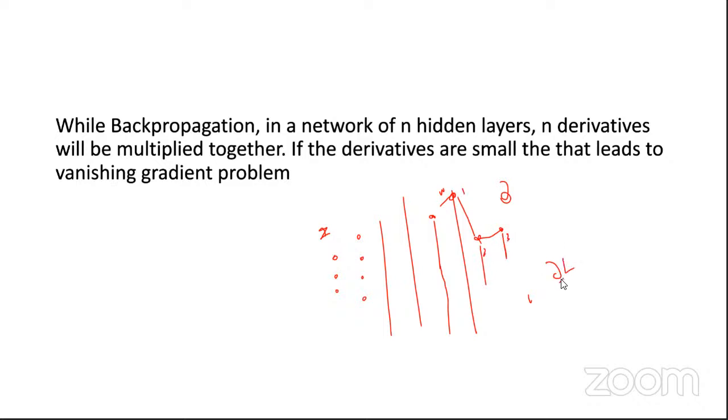∂L by ∂W3 into ∂W3 by ∂W2, next into ∂W2 by ∂W1. This is ∂L by ∂W1.